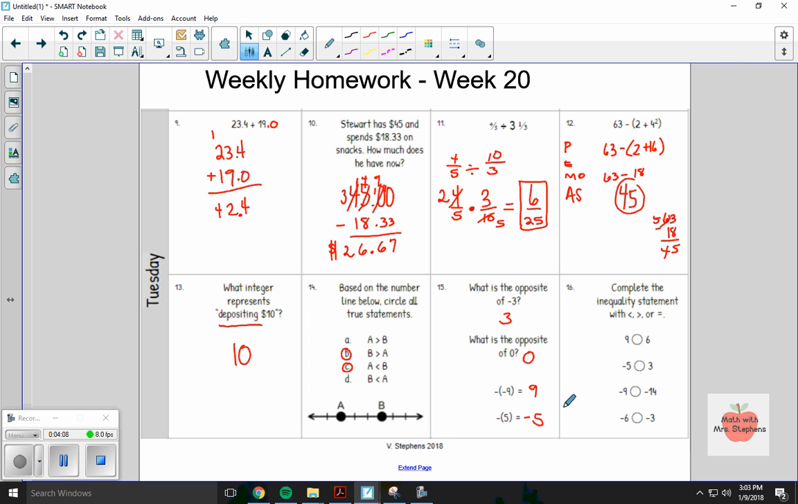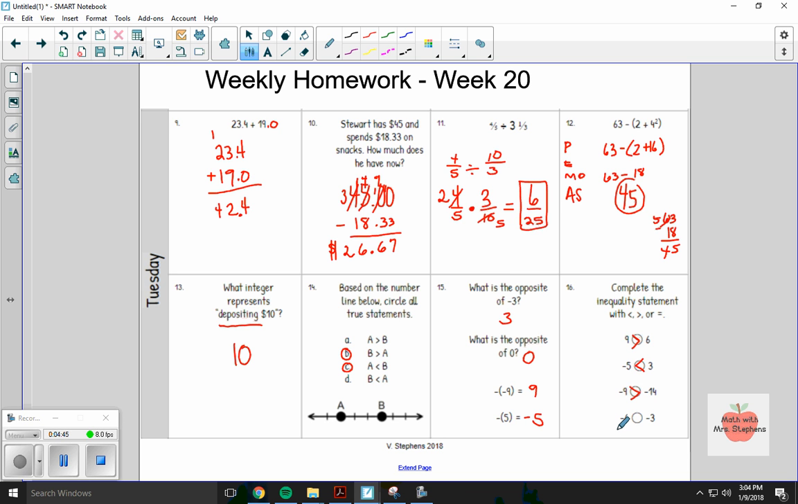Now let's compare these numbers. 9 compared to 6. 9 is greater than 6. -5 and 3. Negatives are always less than positives. -9, -14. Don't let the negatives confuse you. Remember, when you're looking at negatives, the number closest to 0 is the larger number. -9 is closer to 0 than -14, so -9 is greater than -14.